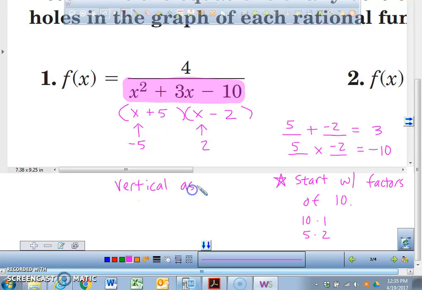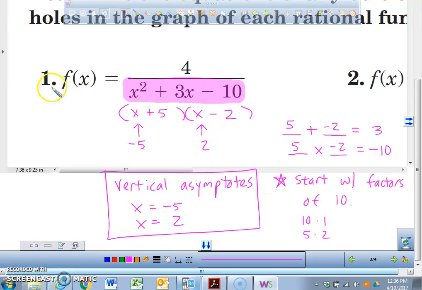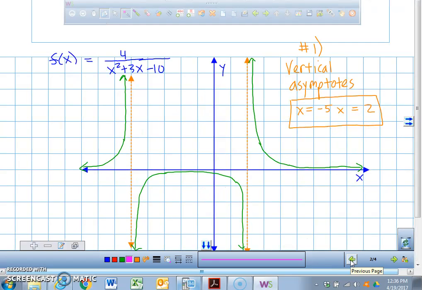So your vertical asymptotes are where x is equal to a negative 5 and where x is equal to a positive 2. That's why the answer to number 1 is that your vertical asymptotes are located at a negative 5 and a 2. Or specifically, x equals negative 5 and x equals 2. These equations represent vertical lines. If you're wondering, once again, what those vertical lines look like, right here and right here.